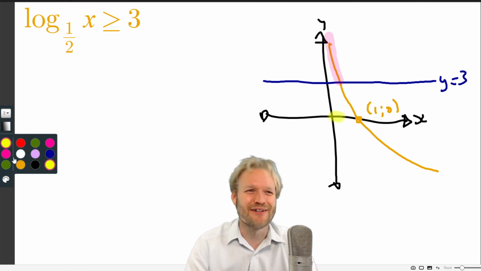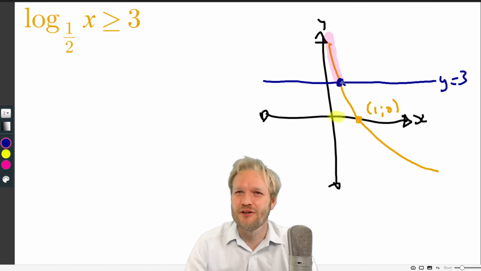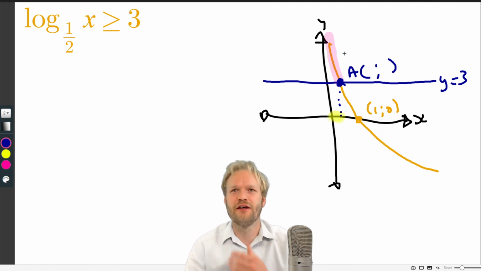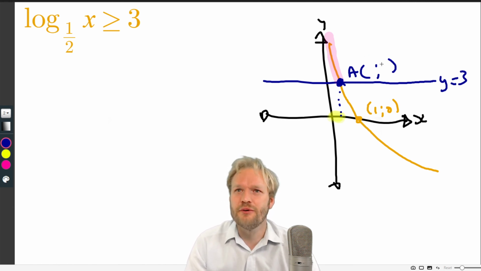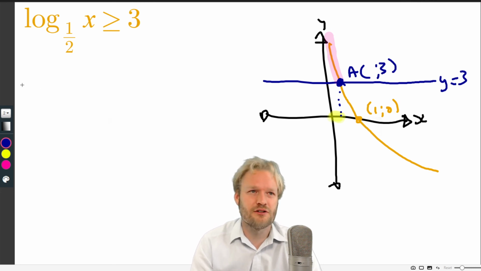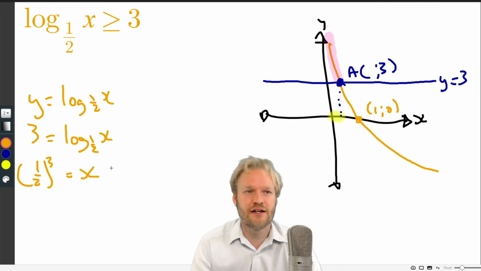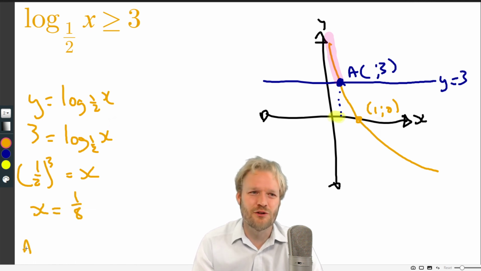Okay, so we're trying to find what this point here is, let's call it A. If we can work that out, we can describe these points here when the graph is above 3. What do we know about point A? Well, we know y is 3. So in that graph, y equals log base a half of x. We know the value of y is 3. So half to the 3 equals x. x equals an eighth indeed. So point A is at an eighth and 3.